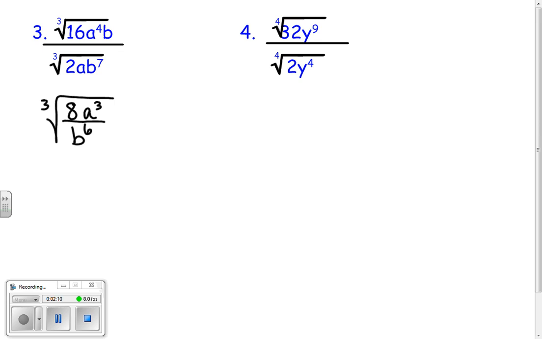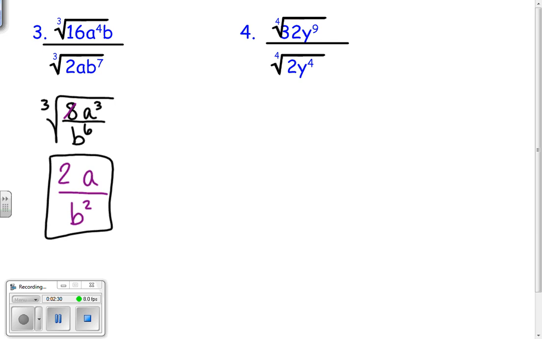You should take a 5-second time out and make sure that everything in this situation is cube rootable, and they all are. So take the cubed root. The cubed root of 8 is 2, and it stays up top because that's where the 8 is. The cubed root of a cubed is a, and the cubed root of b to the 6th is b squared. That b squared goes on the bottom because that's where the b to the 6th is. No absolute values are necessary because you started odd.